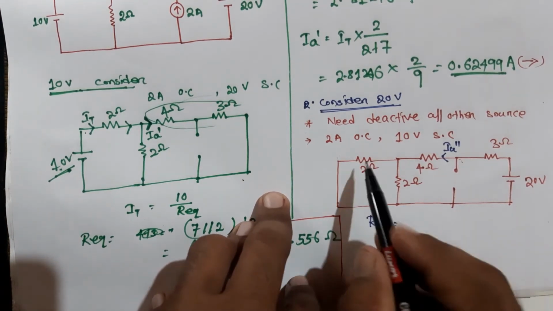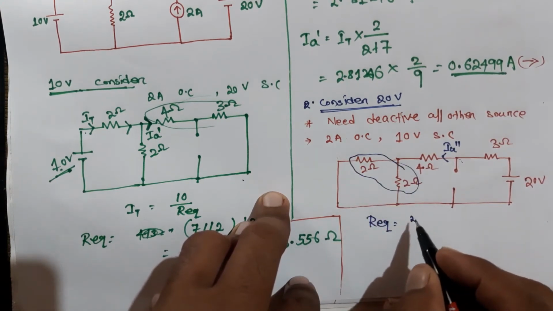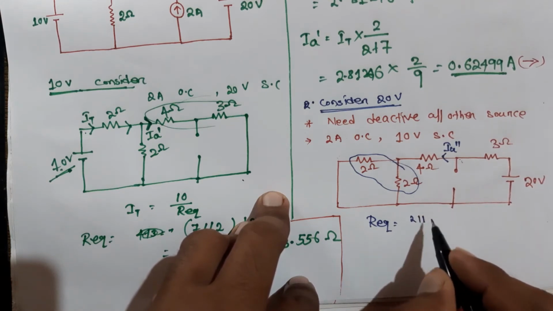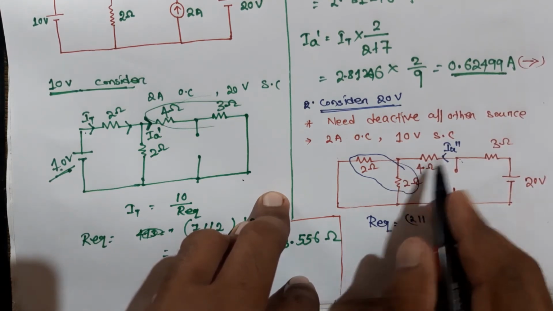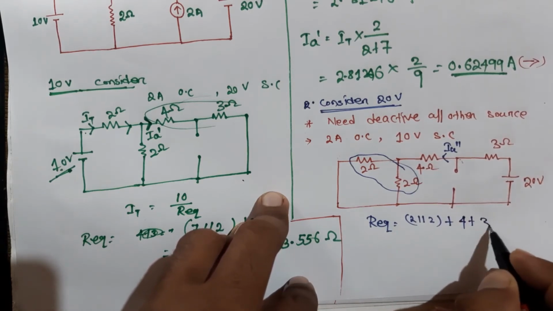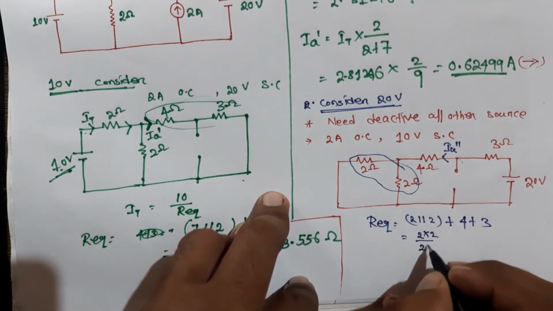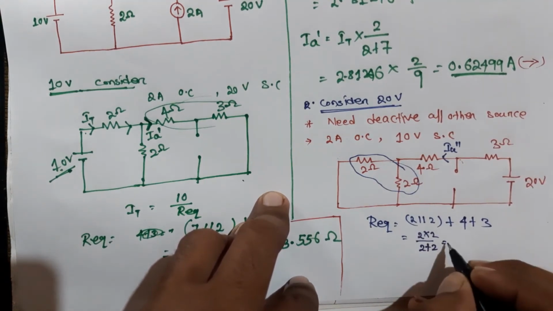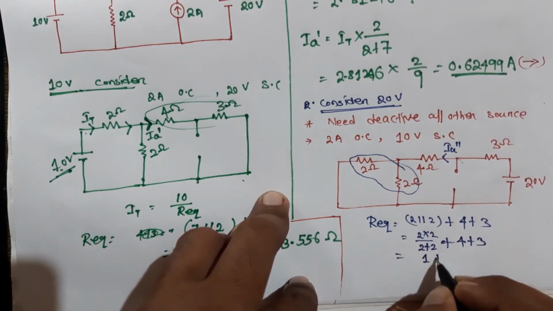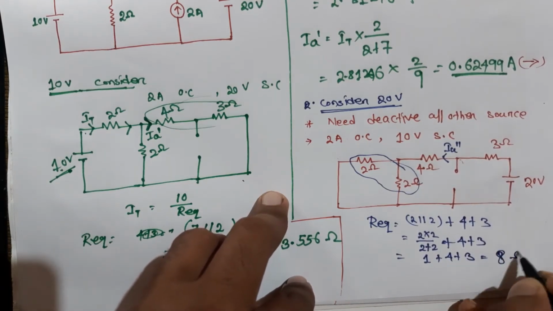Here you see these two are in parallel, then these two in series, then 4 plus 3. This is 2 parallel 2, which is 2 into 2 divided by 2 plus 2, plus 4 plus 3. This is 1 plus 4 plus 3, which is equal to 8 ohm.